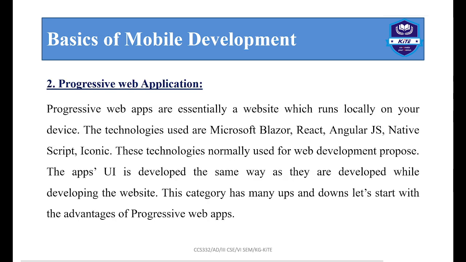The next is progressive web applications. Progressive web applications are essentially a website which runs locally on your device. Whenever you are in offline mode, you could store the data in your mobile or the device you have been using, and during the offline time you could make use of that data. The technologies used are Microsoft Blazor, React, AngularJS, NativeScript, and Ionic. So this is used for web development purposes.